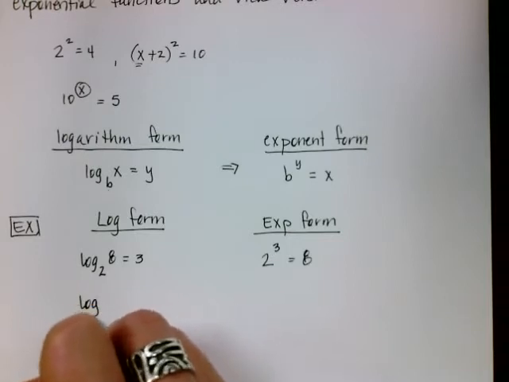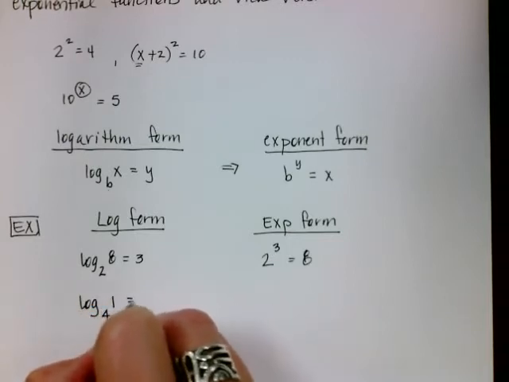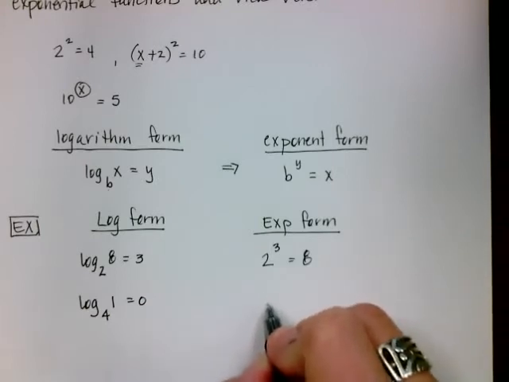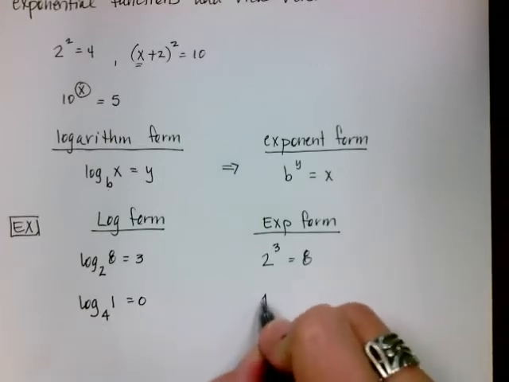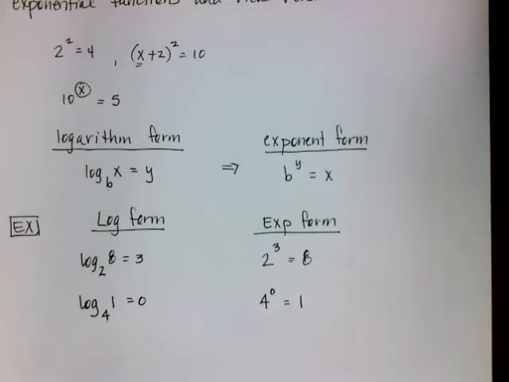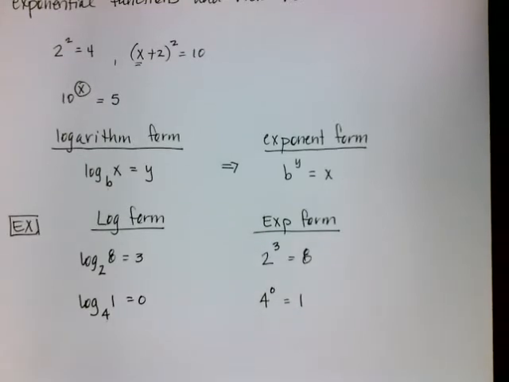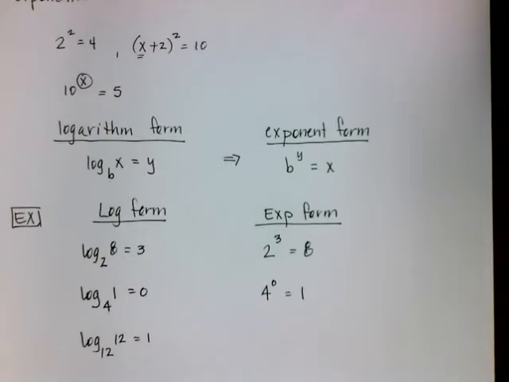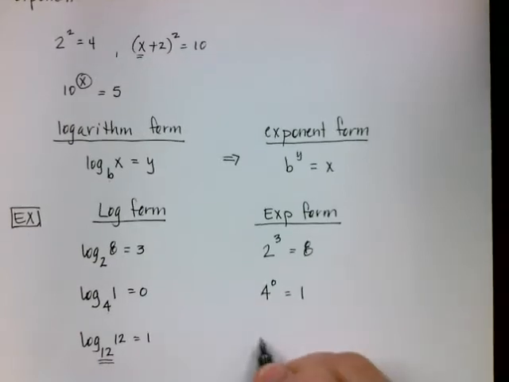My next one, what if I was given the log base 4 of 1 equals 0? If I convert that to exponent form, I start with my base. 4 to the 0 equals 1. Anything to the 0 power is 1, so that is also true. So then the next one, what if I have the log base 12 of 12 is 1? And I'm going to convert that to exponent form. Starting with the base, I would say 12 to the answer equals 12, and 12 to the first power does indeed equal 12.